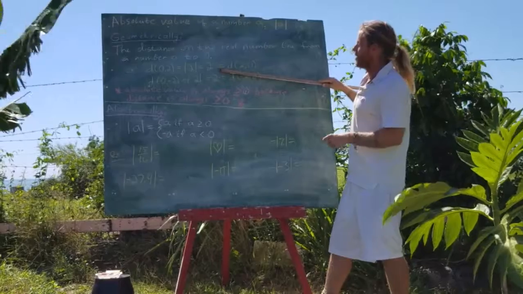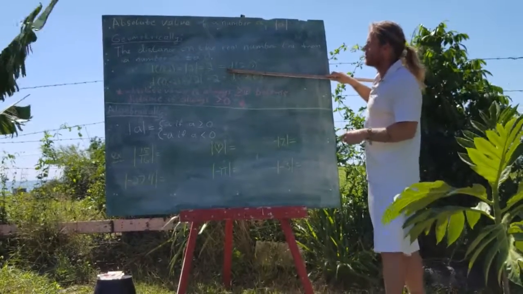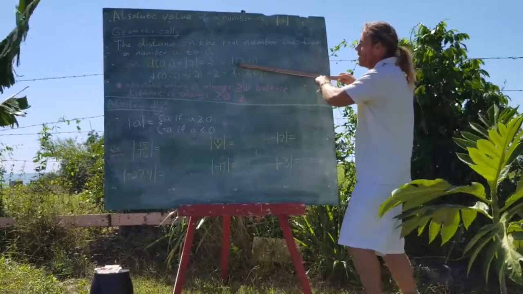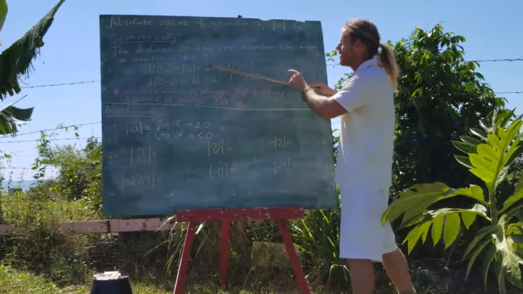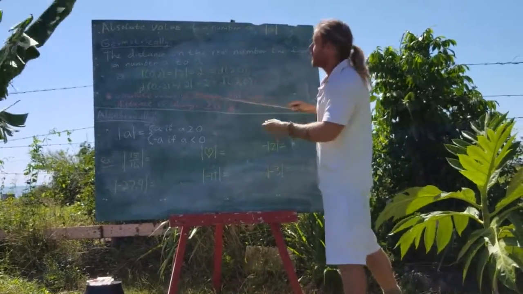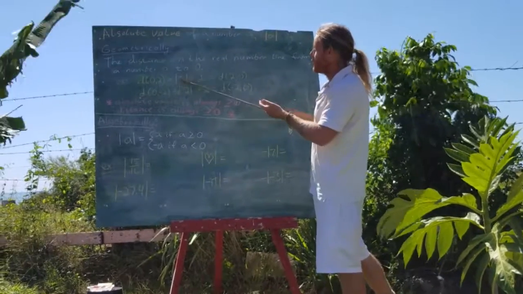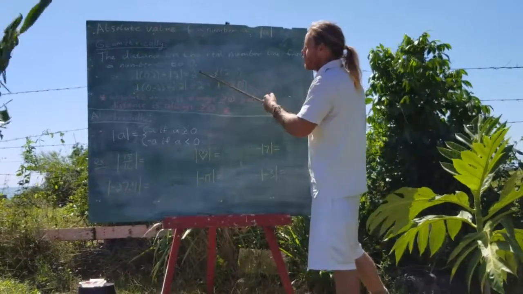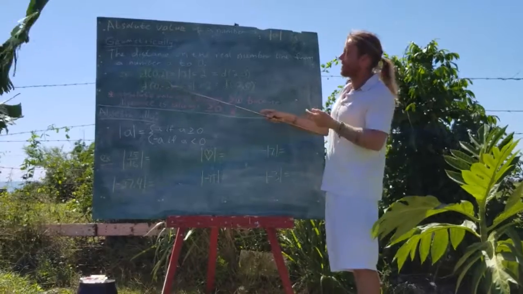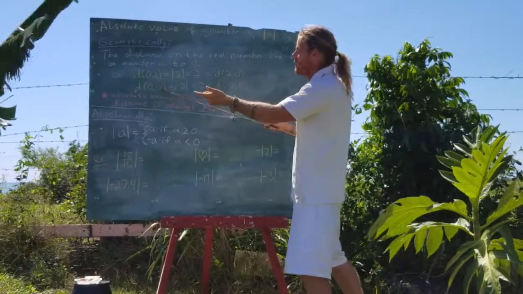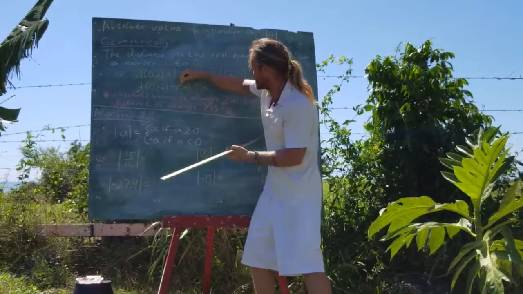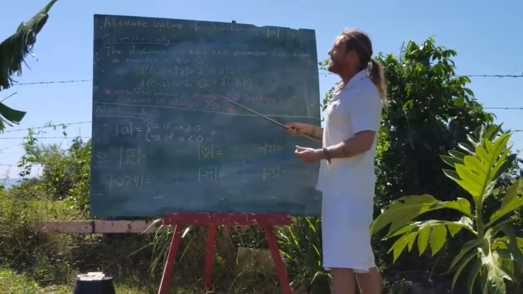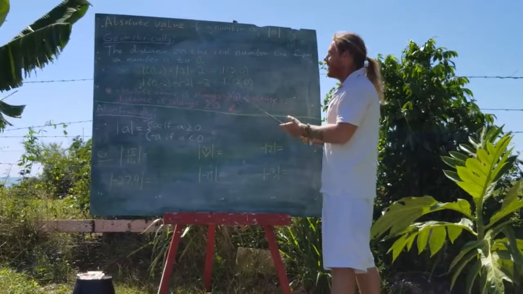Now, also we notice that this is equal to the distance from 2 to 0. The distance between 0 and 2 is the same as the distance from 2 back to 0. So the absolute value of 2 is 2. Well, what if we look at the distance between 0 and negative 2? Or in other words, the absolute value of negative 2. Well, again, that is 2.